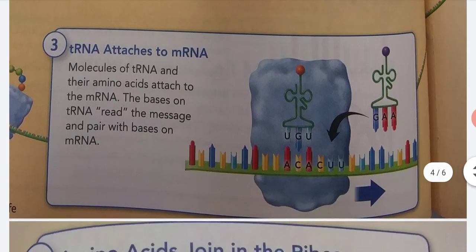tRNA attaches to mRNA. The molecules of tRNA and their amino acids attach to the mRNA. The bases on tRNA read the message and pair with bases on mRNA.